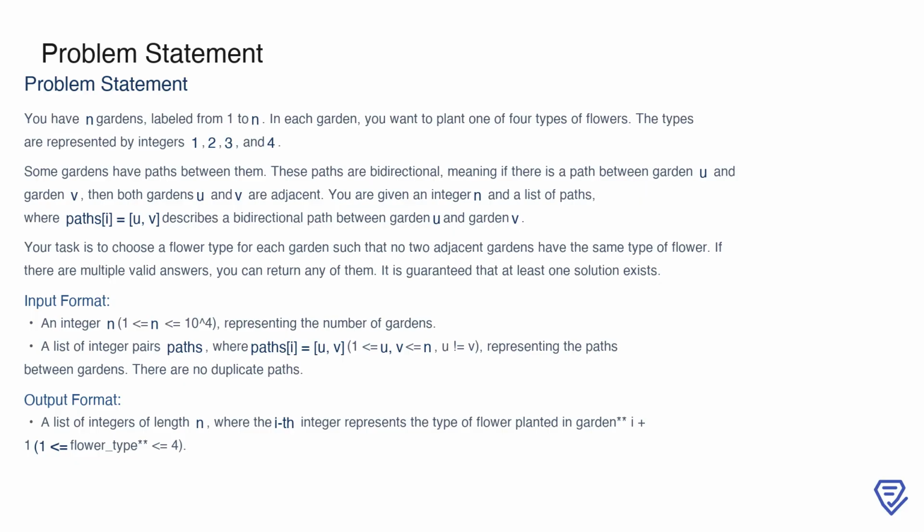The problem guarantees that at least one solution will always exist. The input includes an integer n, representing the number of gardens, and a list of paths, where each pair u, v indicates a connection between two gardens. The output should be a list of integers, with each integer representing the flower type for a specific garden.